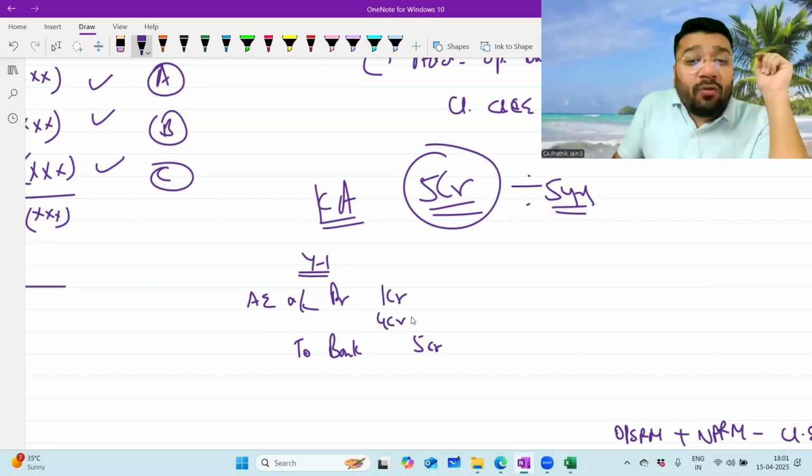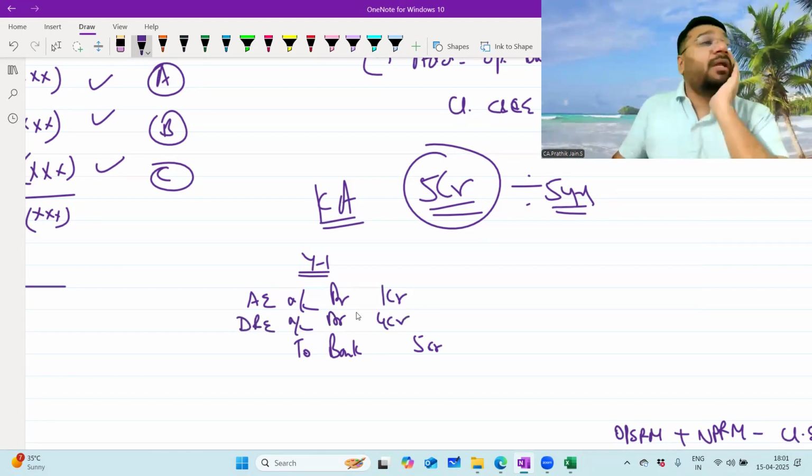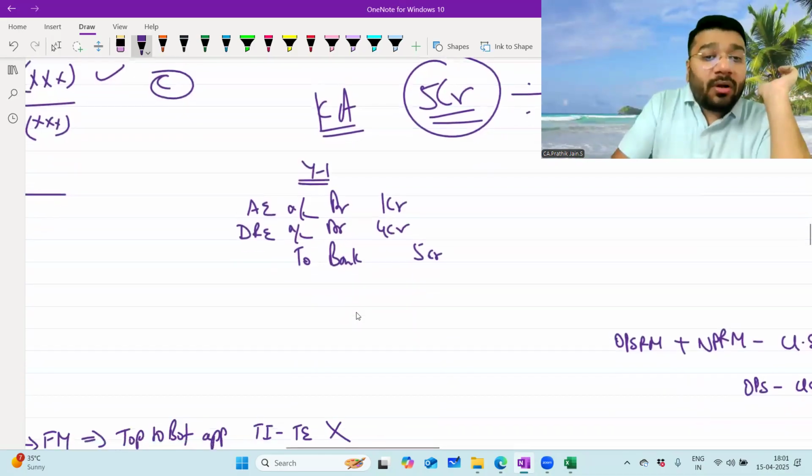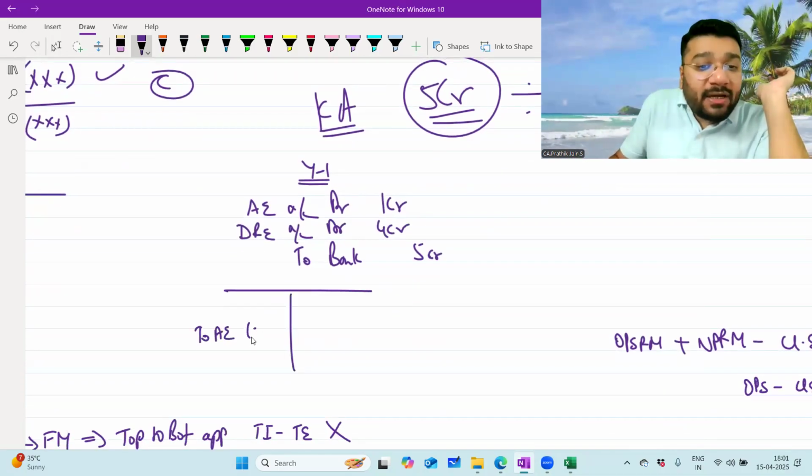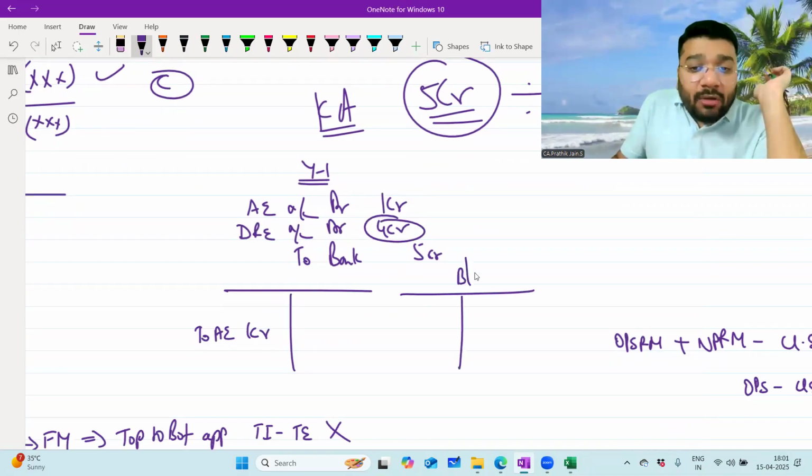Remaining 4 crore will go where? Deferred revenue expenditure account debit. So in your P&L, to advertisement expenditure, 1 crore you will record. And remaining 4 crores will go where? In your balance sheet as deferred revenue expenditure, 4 crore. Do you agree with me?